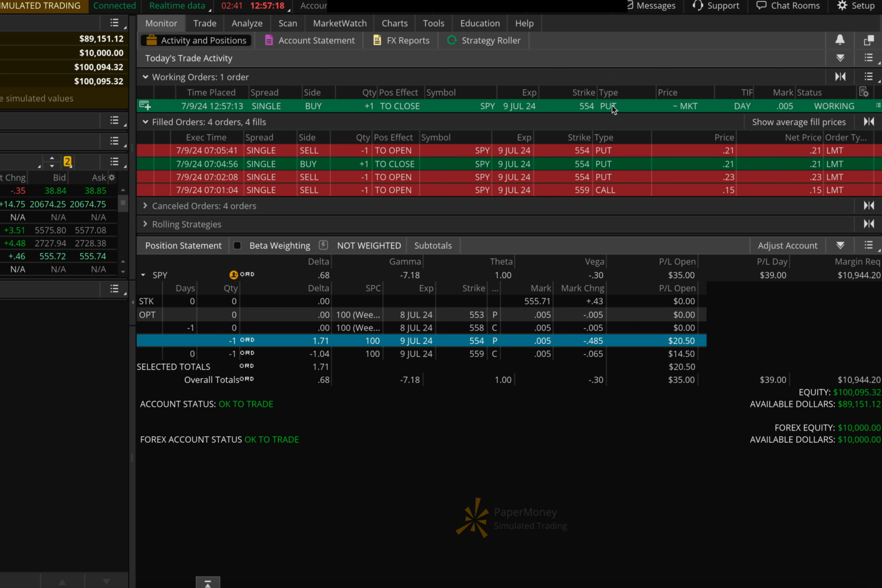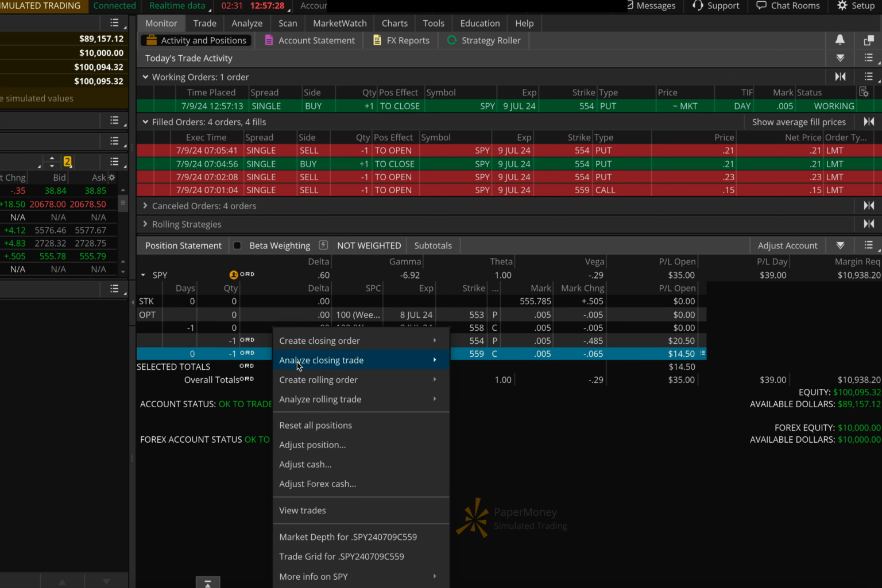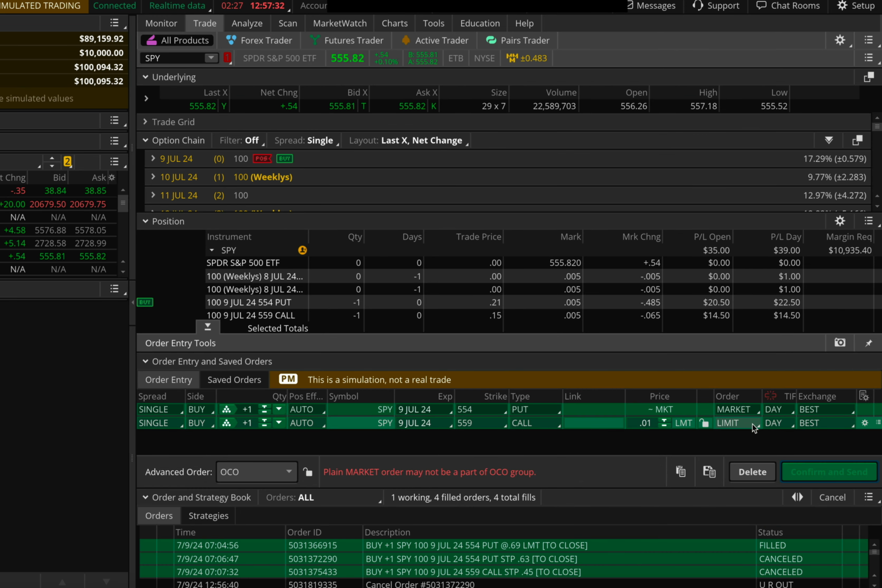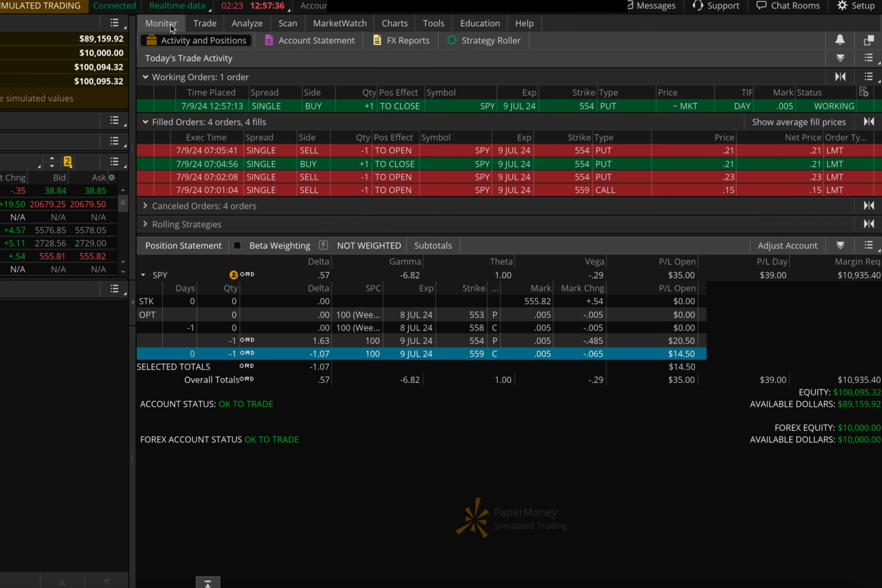Okay, there it is working. I'm saying market, and there's nothing. I think it's this paper trading platform. Let me check this other one. Create closing order by SPY. I'll say limit on this one. What is that? What the heck?